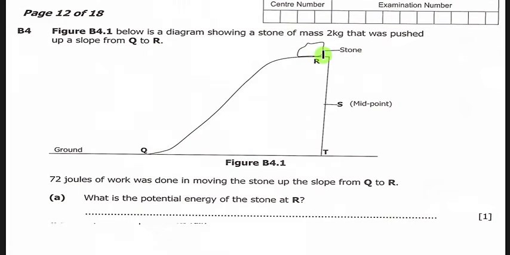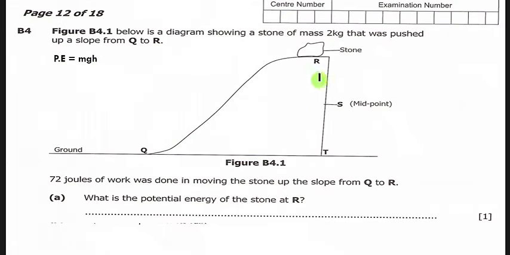So the stone is there. Then they're saying 72 joules of work was done in moving the stone up the slope from Q to R. So the energy used here is 72 joules. Then A, what is the potential energy of the stone at R? All right, so they need potential energy. So we know potential energy is equal to mass times gravity times height.